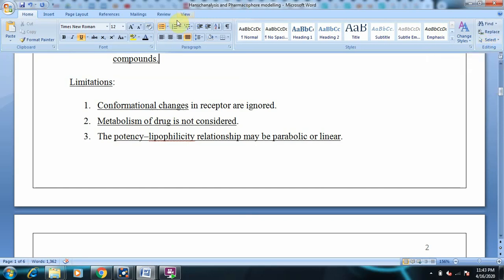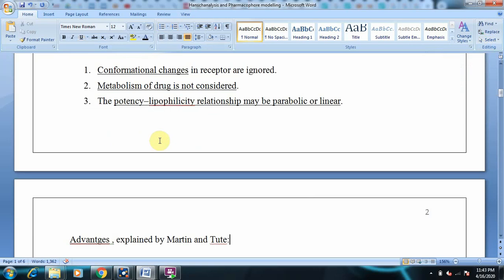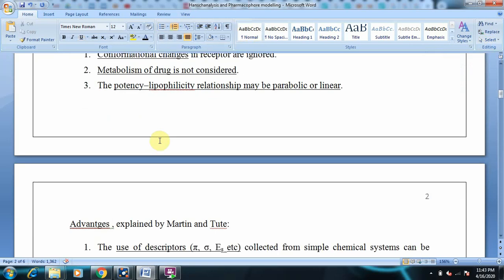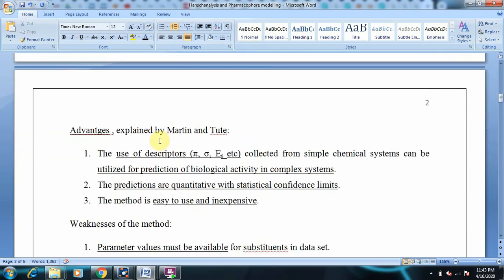So what are the limitations? Conformational changes in the receptor are ignored, metabolism of the drug is not considered, and the potency lipophilicity relationship may be parabolic or linear. And what are the advantages? These advantages are explained by Martin and Tute.